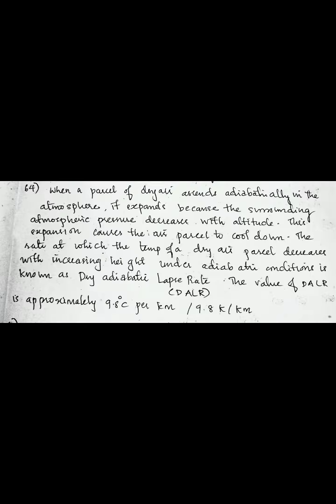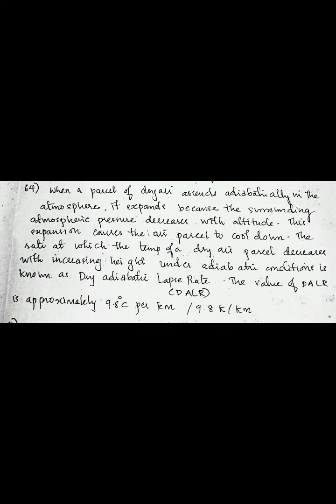The next question is, assume that the parcel of dry air in the atmosphere is ascending adiabatically, then its temperature will dash. So when a parcel of dry air ascends adiabatically in the atmosphere, it expands because the surrounding atmospheric pressure decreases with altitude. So this expansion causes the air parcel to cool down. The rate at which the temperature of the dry air parcel decreases with increasing height under adiabatic conditions is known as the dry adiabatic lapse rate, that is DALR. The value of DALR is approximately 9.8 degree Celsius per kilometer or 9.8 Kelvin per kilometer.